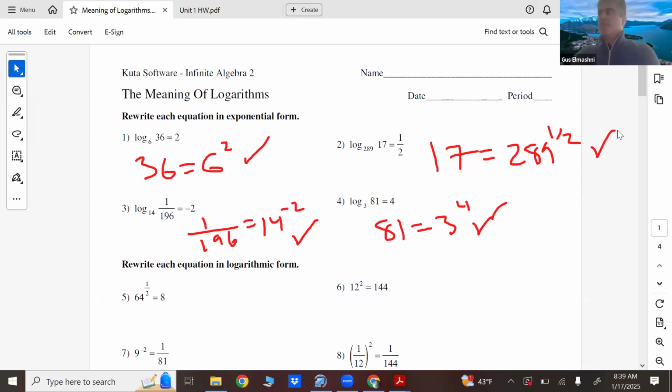I'll give you guys about like... Well, yeah, no, you're just rewriting in exponential form. Oh, you need one. Yeah, sorry about that. You just got here. Here we go.